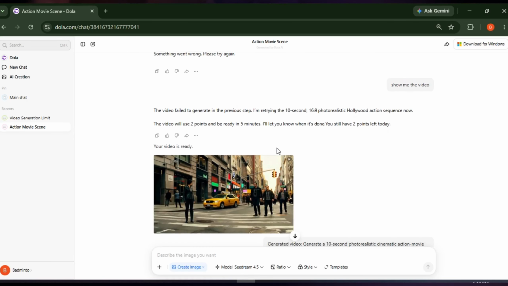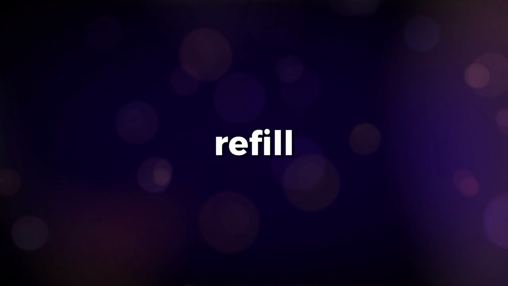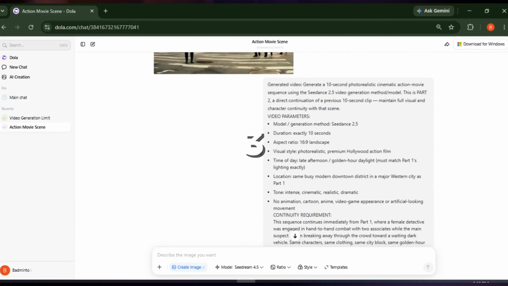But here's where it got interesting. So it's not unlimited in one sitting, but the free credits refill over time. Test 3. Image to video. This is the part that actually changed my results.